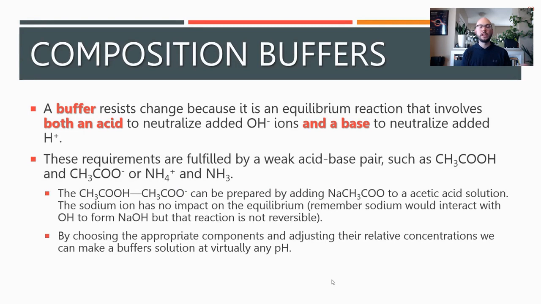So the acid neutralizes added OH minus ions, while a base neutralizes the H plus ions. They have to be the conjugates of a weak acid-base pair. So CH3COOH, acetic acid, and its conjugate ion, CH3COO minus, or NH4 and NH3. There's lots of different common examples, but these are the most common that we'll see.